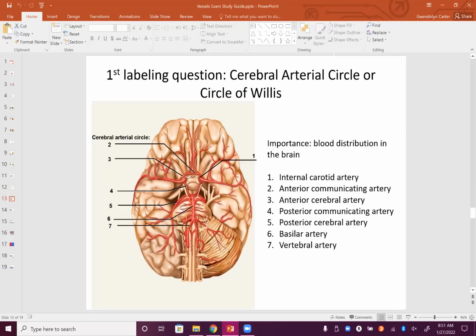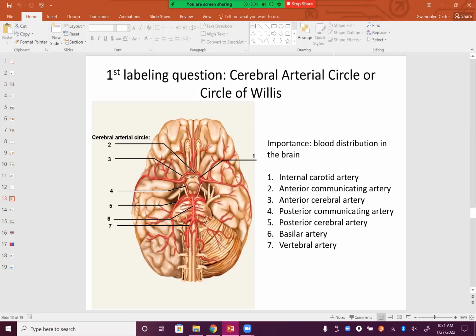Okay, so we do have some labeling on the test. This first one is called the Cerebral Arterial Circle, or also called the Circle of Willis. You'll have a question that asks you what's the importance of this structure, and your answer is going to be blood distribution in the brain.